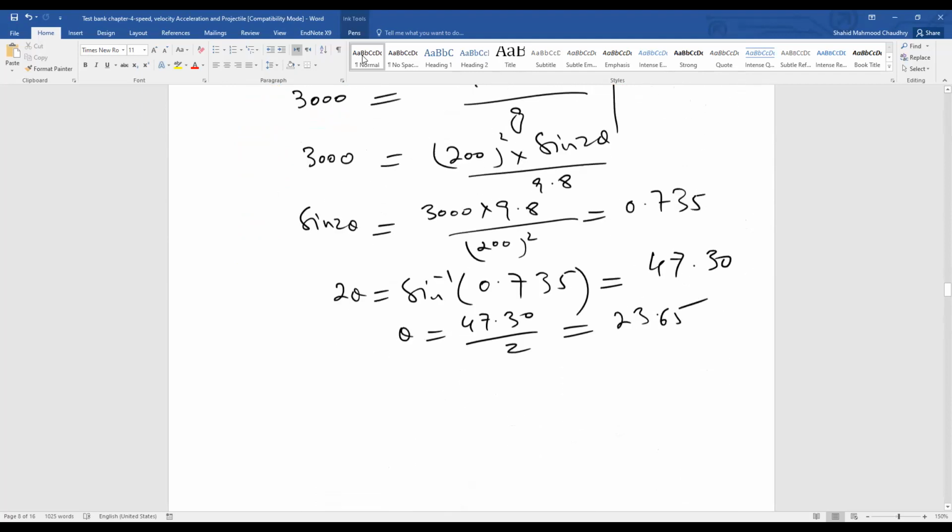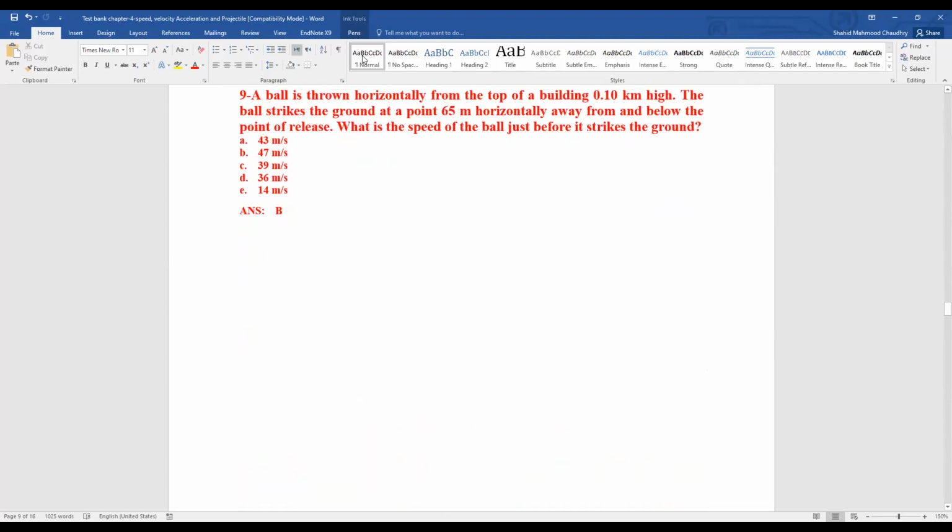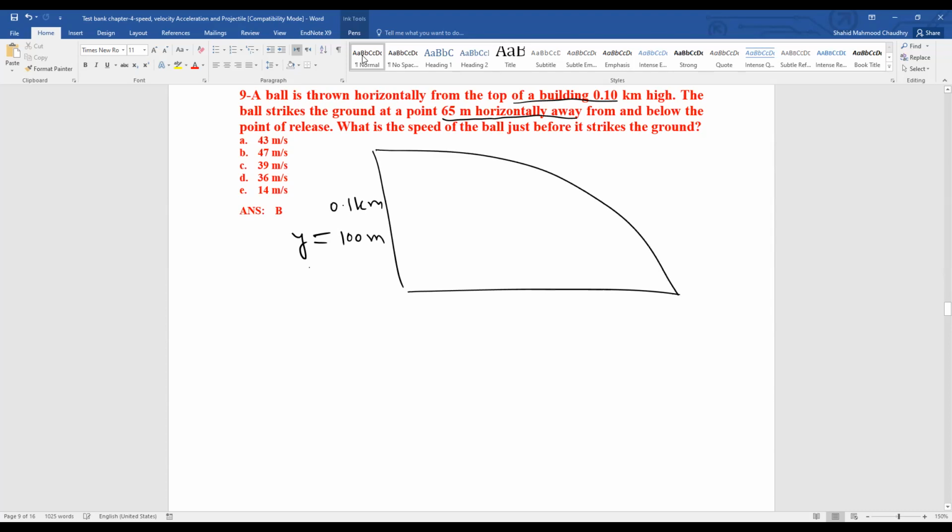Okay, after this, see this problem. In this problem, a ball is thrown horizontally, from the top of a building 0.10 kilometer high. This value is given as 0.1 kilometer, which is equal to 100 meter. We must convert it into meter. One thing, the ball strikes the ground at a point 65 meter horizontally. So the ball is coming like this, and its horizontal velocity is this one.